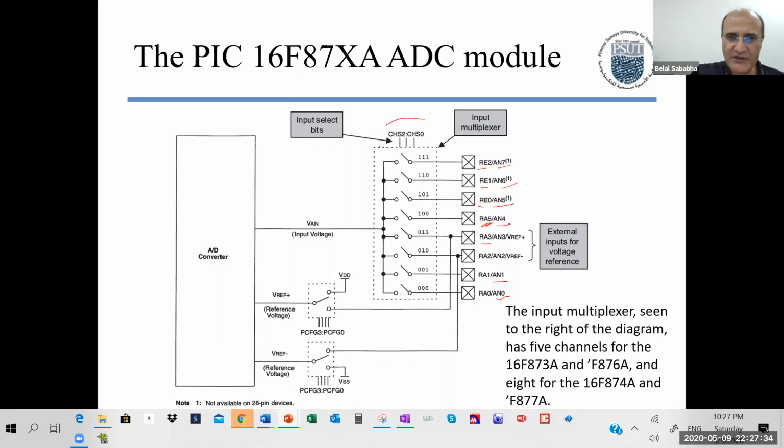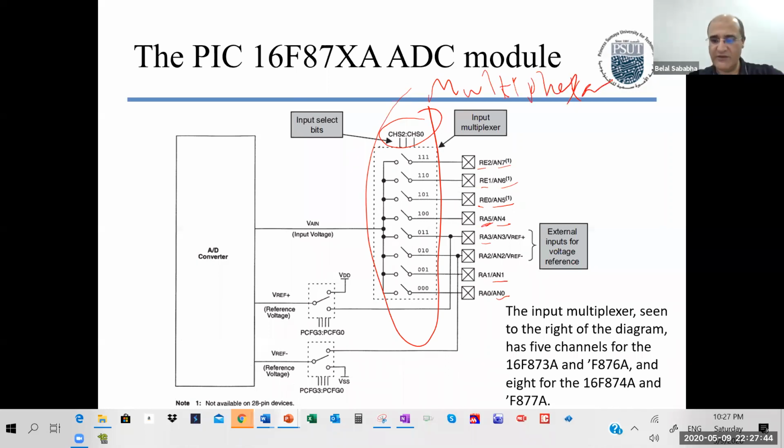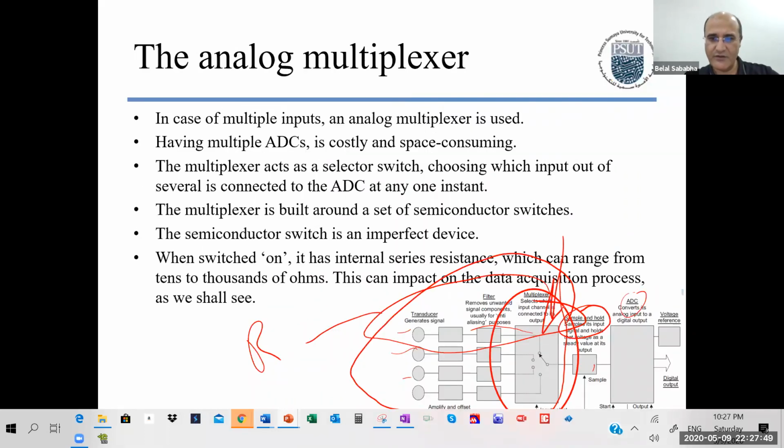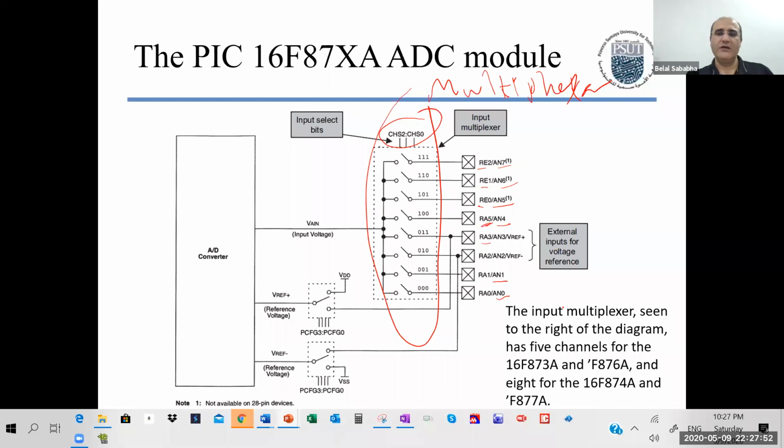But then if we have 3 bits here, this is the multiplexer. This is the multiplexer we saw over here. This one. Okay. So we set 3 bits to select what channel we want to read, right? As a voltage input to the A to D, and we have some controls here, 4 bits, to select our voltage reference high and voltage reference low.